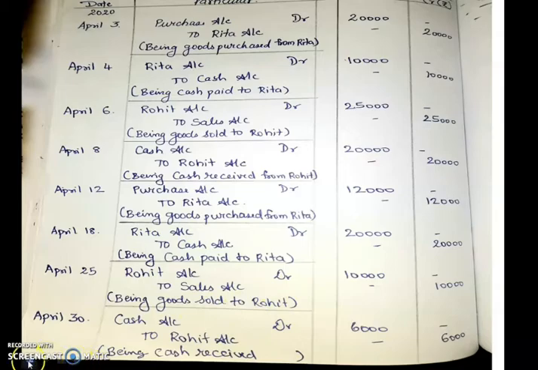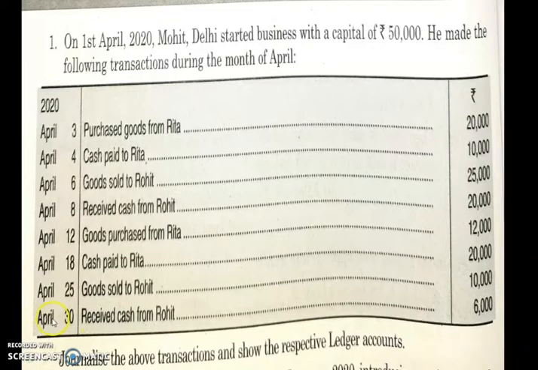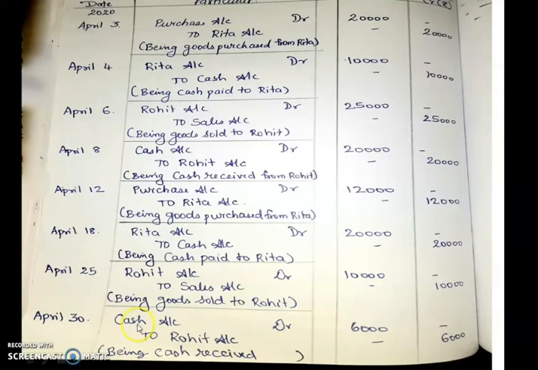And the last journal entry for the transaction, April 30th, received cash from Rohit 6,000. So you have received cash. Cash increases in the business. So cash account will be debited with 6,000 to Rohit account 6,000 being cash received. So children, these are the journal entries.